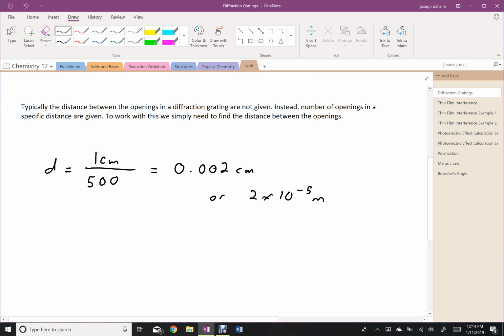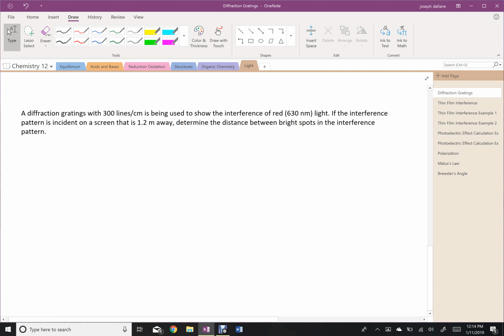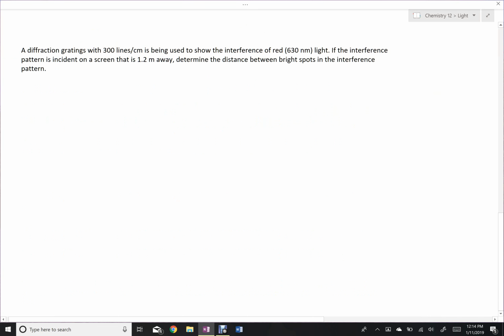So with these diffraction gratings, we get a nicer interference pattern. It's easier to work with for experiments, but in terms of the actual mathematics or the calculations we can do with them, they're the same. We just have this extra step where we have to find D.